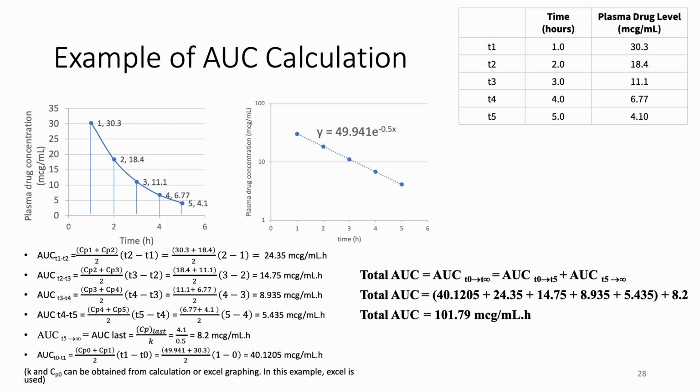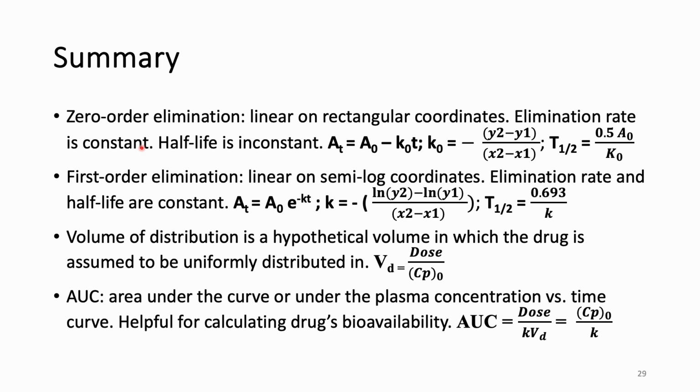The plot is linear on rectangular coordinates. The elimination rate is constant, but the half-life is not constant. The amount of drug at a certain time t, At, is equal to A0 minus K0t. The elimination rate constant K0 is equal to the negative of Y2 minus Y1 divided by X2 minus X1. The half-life is equal to 0.5 times A0 divided by K0.